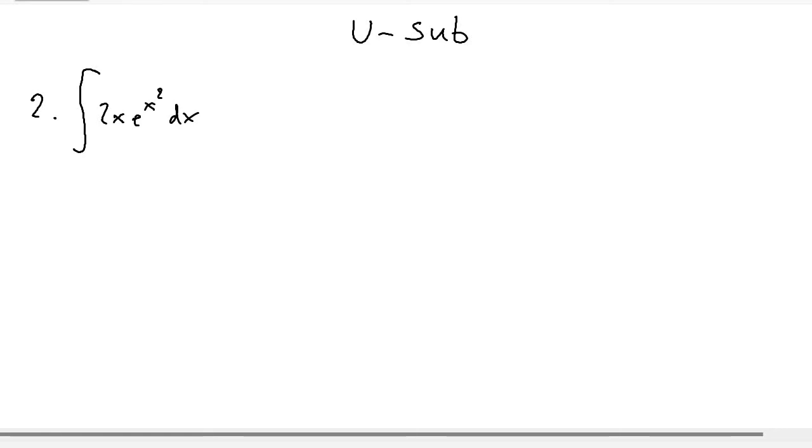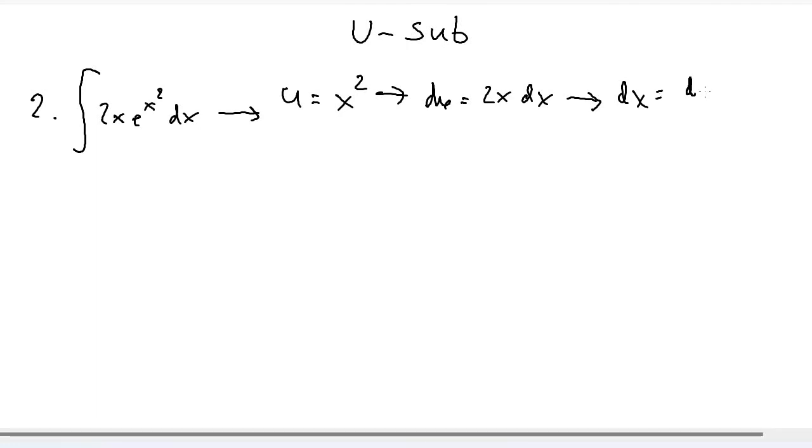So let's take a look at the integral of 2x e to the x squared dx. So very first step obviously is to choose your u, and you need to be able to choose a u that when you derive it, it will cancel out a term in the function. So in this case, I know I can choose my u as x squared, because when I derive x squared, or when I say du, I'll get 2x dx. And there's already a 2x in the function, so I can cancel that out. So I can say dx is equal to du divided by 2x to isolate the dx.